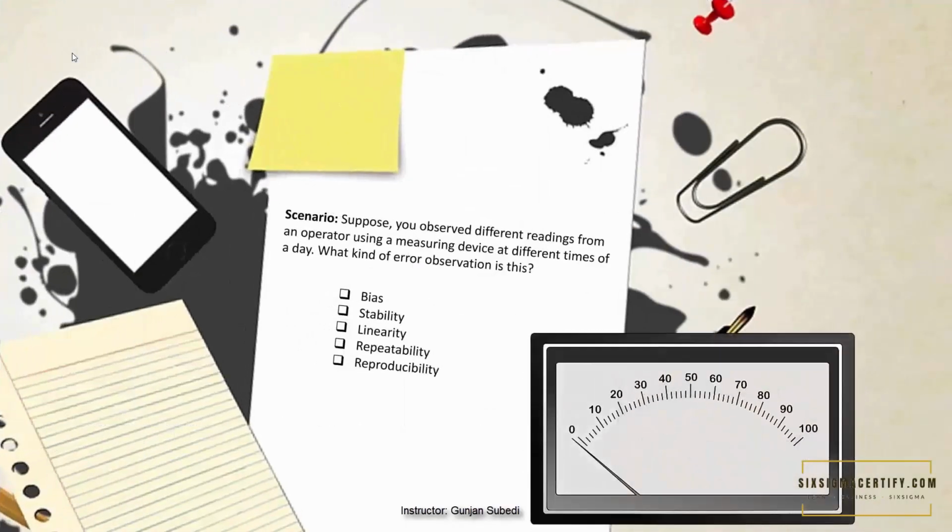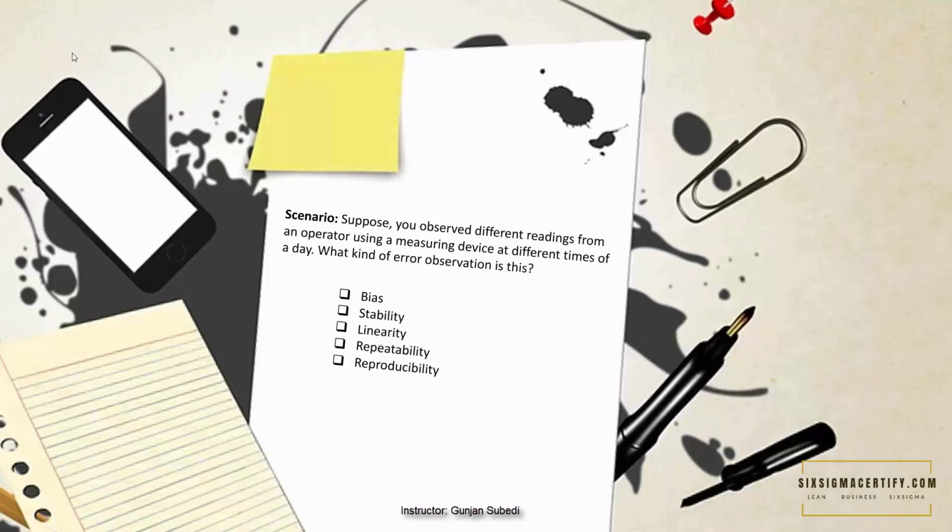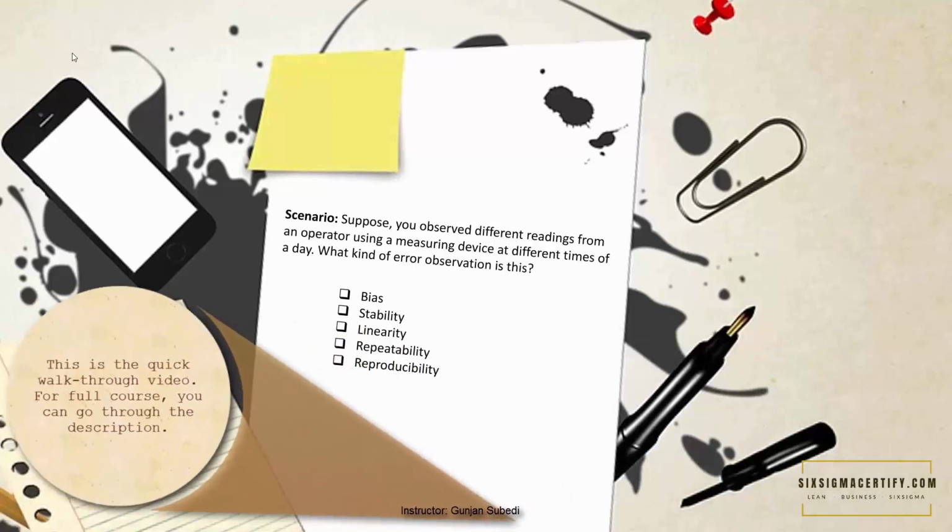The fourth scenario: suppose you observe different readings from an operator using a measuring device at different times of a day. What kind of error observation is this? Is this bias? Is this a problem with stability, or a problem with linearity, repeatability, or reproducibility? I'll give you some time to think for the answer.